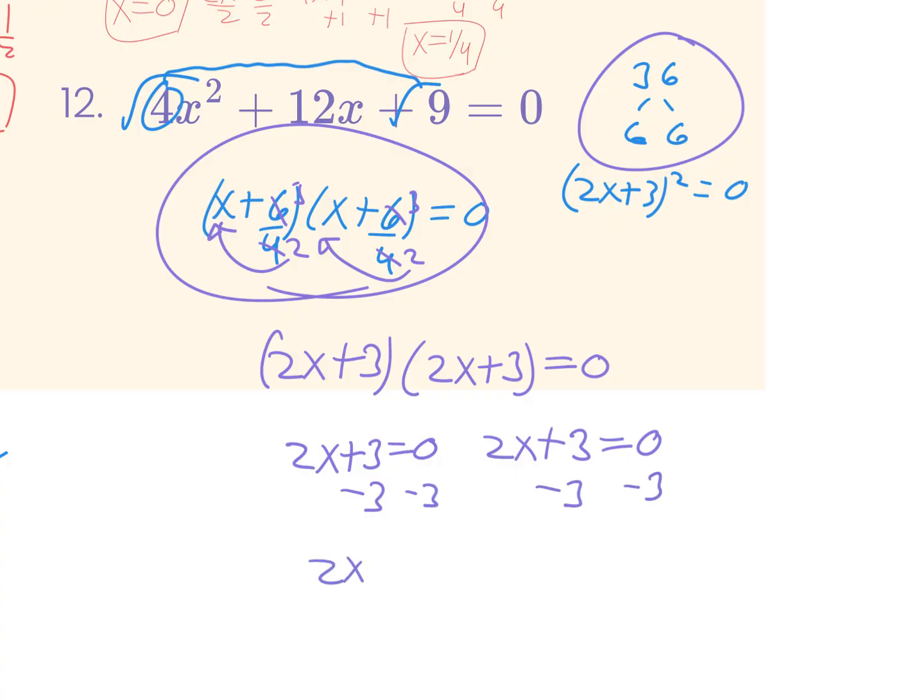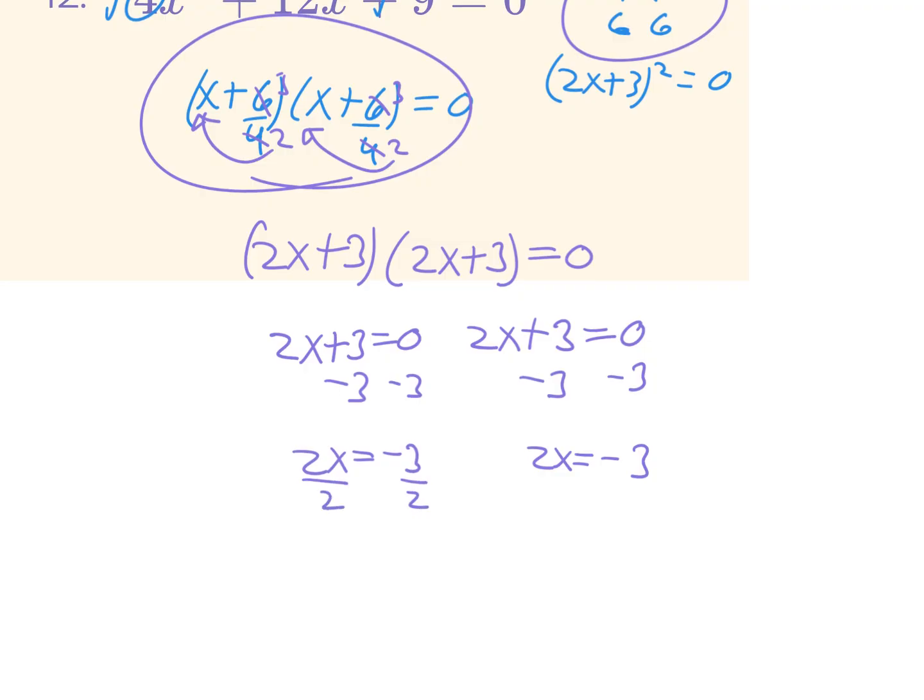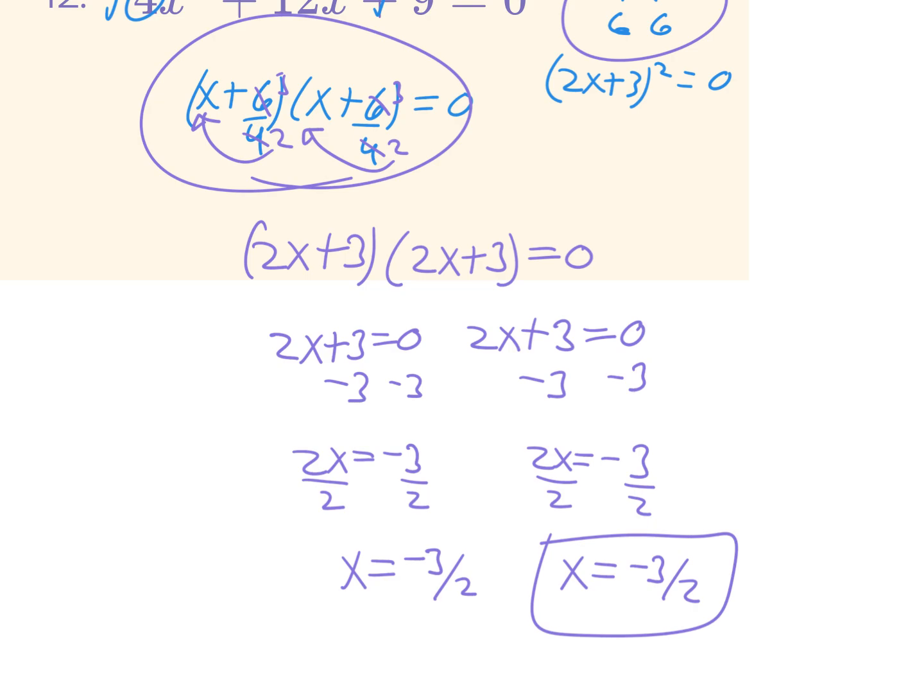So then I end up with a 2x equals negative 3. Another 2x equals negative 3. Divide both sides by 2. And then I get x equals negative 3 over 2. And that shows up twice. If it shows up twice, that's fine. I only need to see it once.